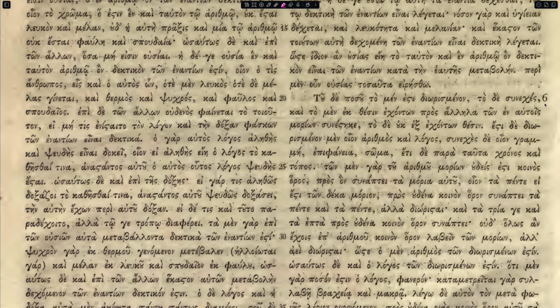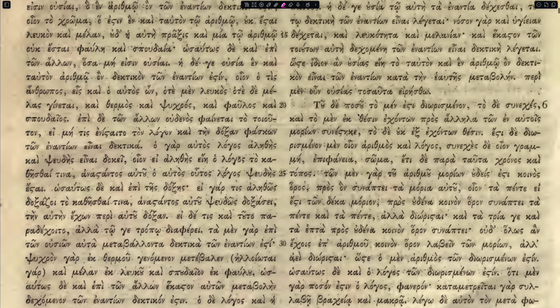Today we are studying chapter 6 about quantities, discrete and continuous. So let's get stuck straight into it.